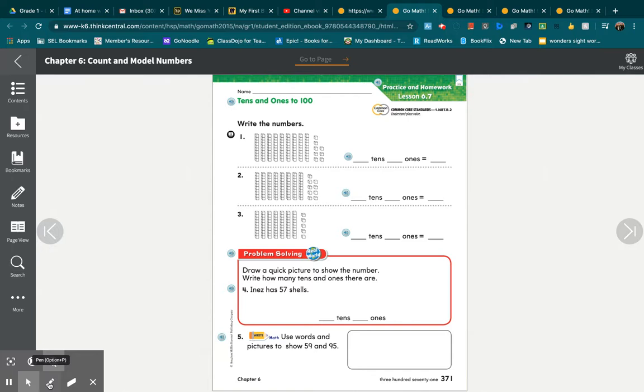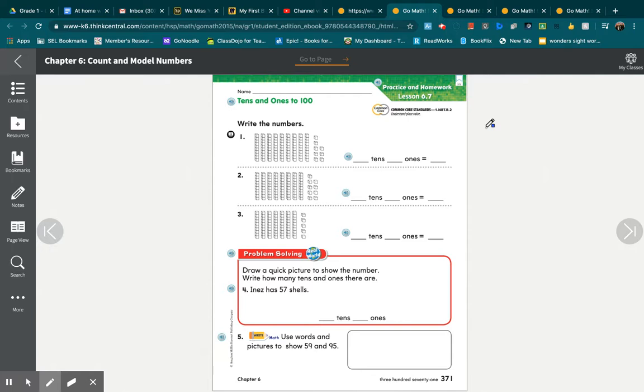I am on practice and homework lesson 6-7, which is on page 371. So I'll give you a second to get there. I see on number 1, it says write the numbers. I see a model of sticks of 10 and some ones. All they want you to do is count how many 10s, write it, count how many ones, write it, and then write the number, okay?